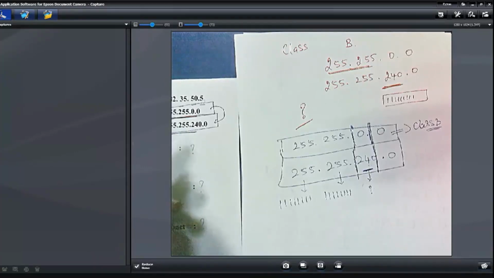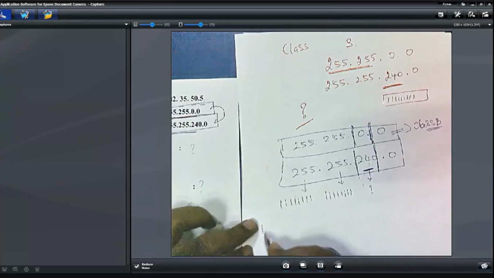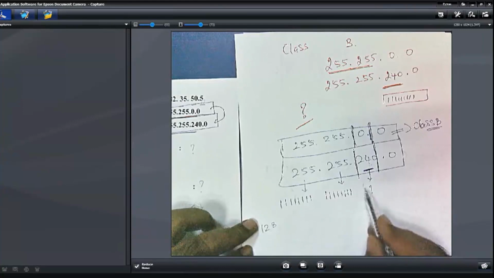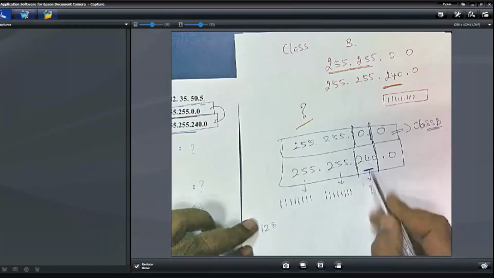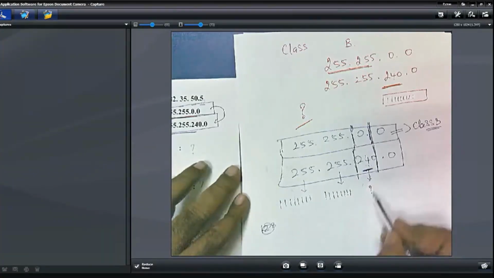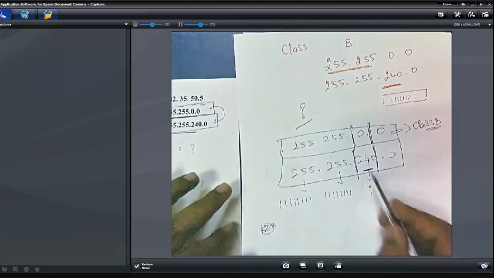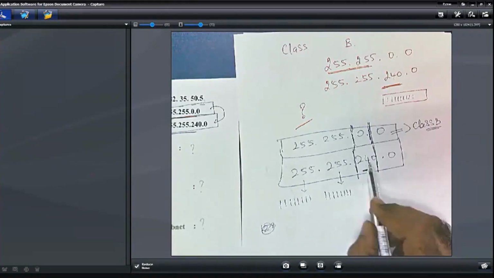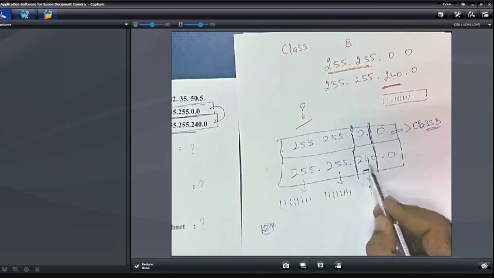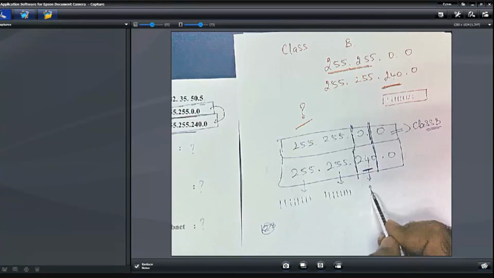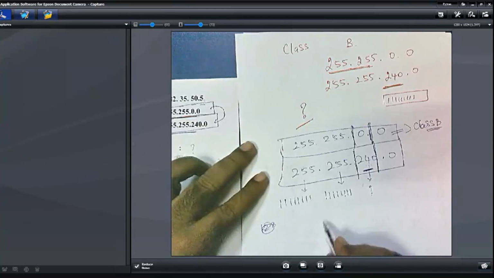128. Okay, very good. Come on, 128 plus 64. No, I want the binary value. That is very simple. What is the binary value for 240? If you take the binary value for 240, you will get the answer. 0, 0, 0, 0, 1, 1, 1, 1? No, wrong. 240 is 240. Binary value I'm asking.